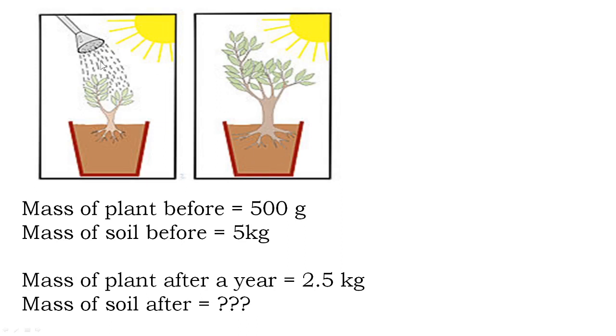So is it water? Or where does it come from? Right? So the answer for this particular question is the mass gained by this plant comes from the atmosphere. It comes from the atmospheric carbon dioxide.